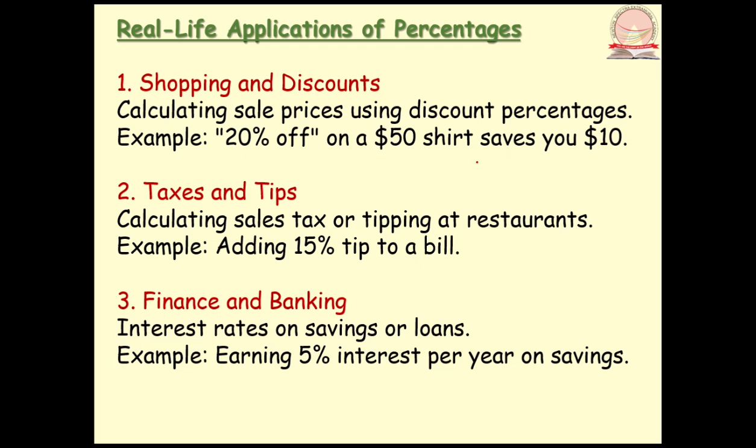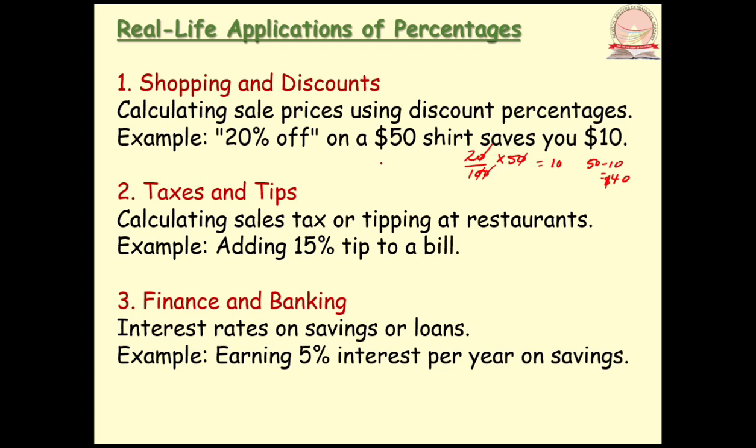That is, when you have 20 over 100 times 50, when you reduce this, you're going to have 10. So if you subtract this 10 from 50, you're going to have 40. So $40 is the amount you're going to be paying for a shirt that costs $50 after giving you 20% off. The next one is taxes and tips.